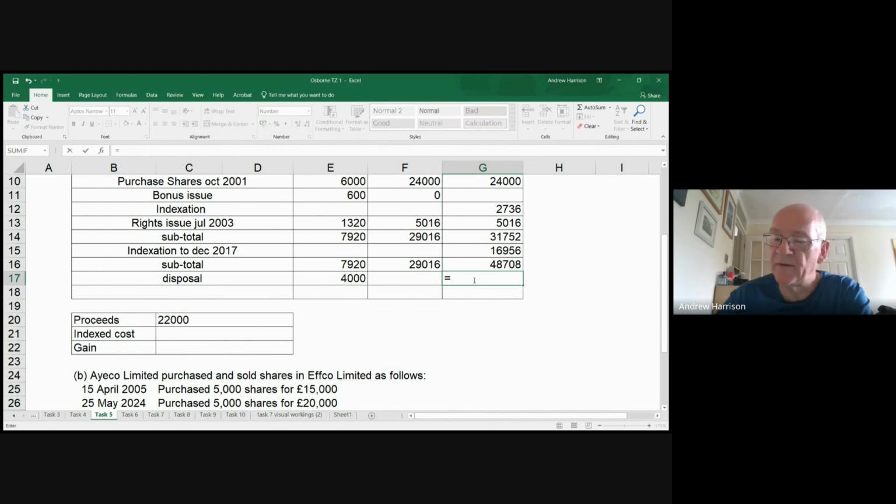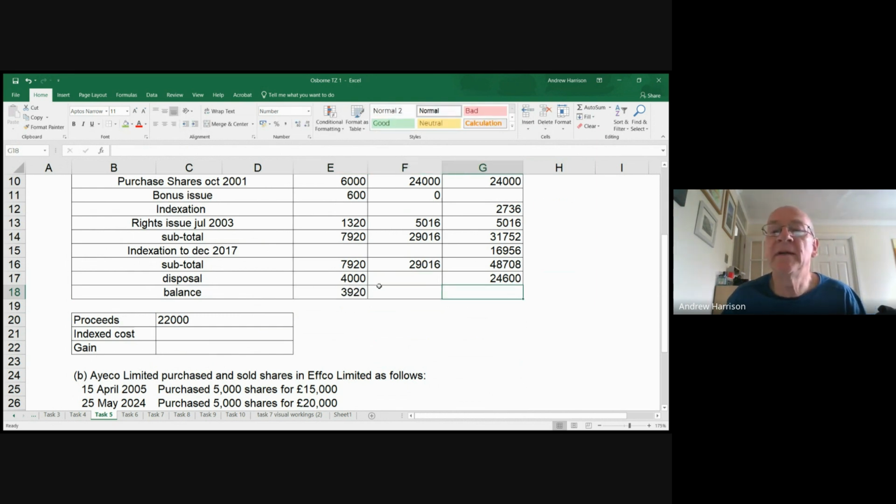So if we do our 48,708, divide it by our 7,920, times it by our 4,000, get the bottom mass in the right way, it is big mass. We've got 24,600. Now that's fine for our table to work out our balance. And then we've got 3,920. Didn't need a calculator for that one.